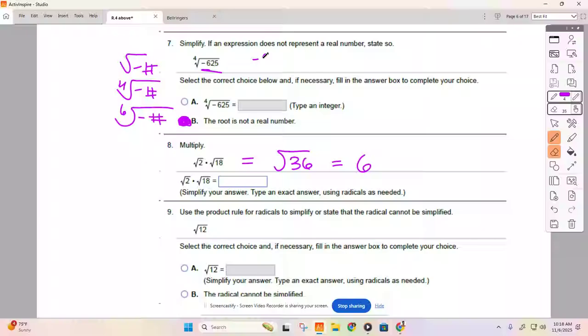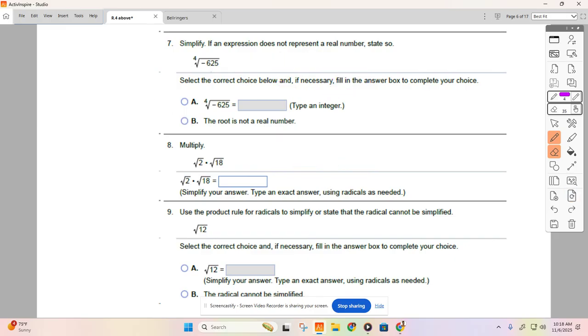If I tried negative 5 four times, this would give me a positive 25. I'd end up with a positive times a positive, so it has to be a positive number. It's because of the even roots. Two negatives make a positive when you multiply or divide. So as long as it's an even root, 2, 4, 6, 8, you can't have the negative underneath.